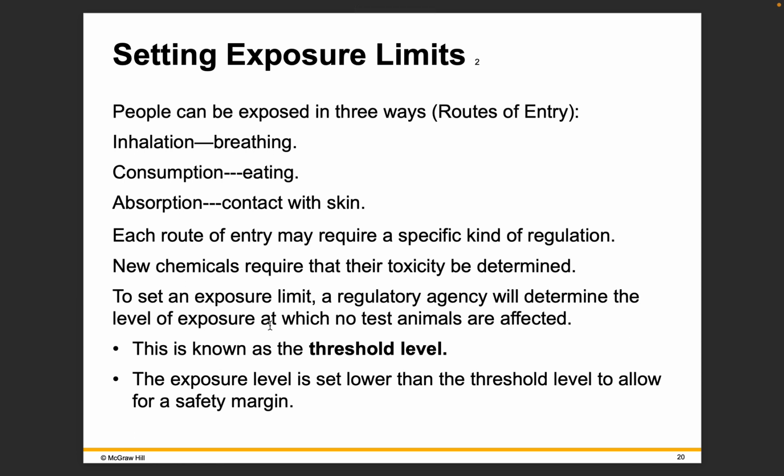People can be exposed in three ways, or three routes of entry for the most part: either inhalation, consumption, or absorption. And each route of entry may require a specific kind of regulation. New chemicals require that their toxicity be determined, and to set an exposure limit, a regulatory agency will determine the level of exposure at which no test animals are affected. That's the threshold level. The exposure level is set lower than the threshold level to allow for a safety margin.